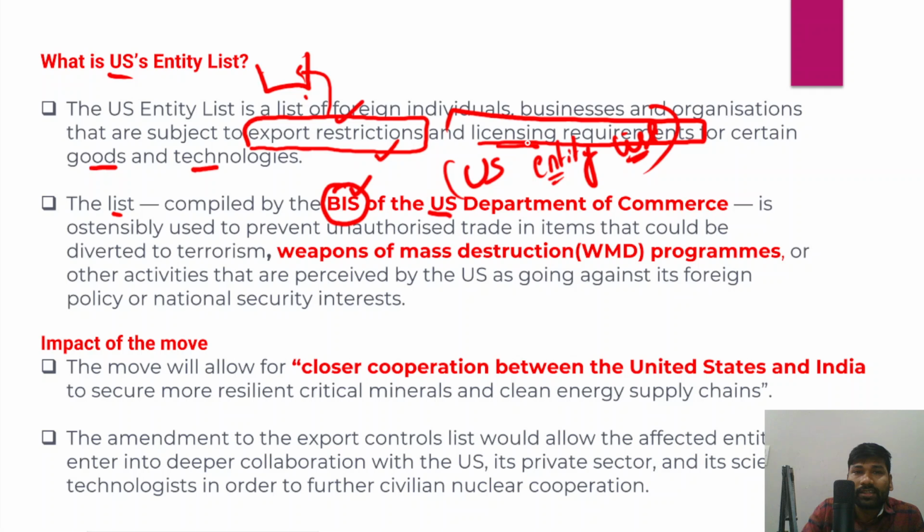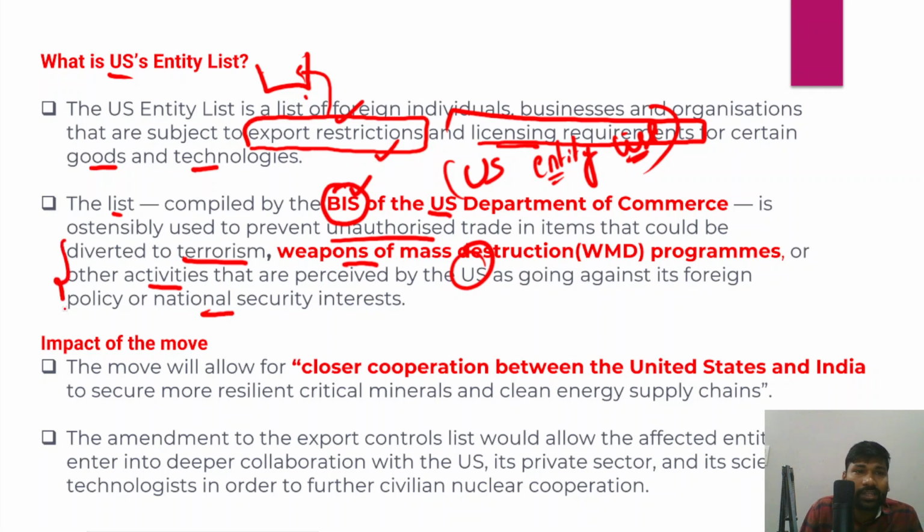In fact, this entity list that is prepared by BIS will be used to prevent unauthorized trade in items that could be diverted to terrorism, weapons of mass destruction programs, or other activities that are perceived by the US as going against foreign policy or national security interests, right?